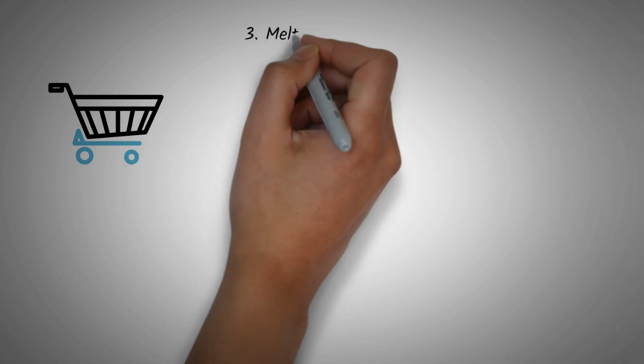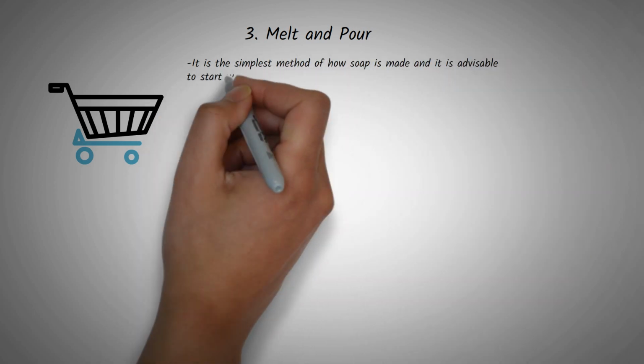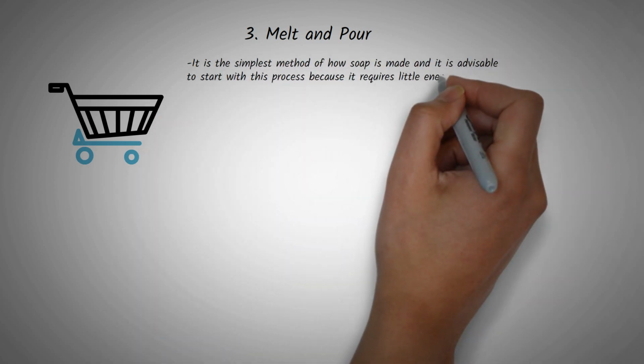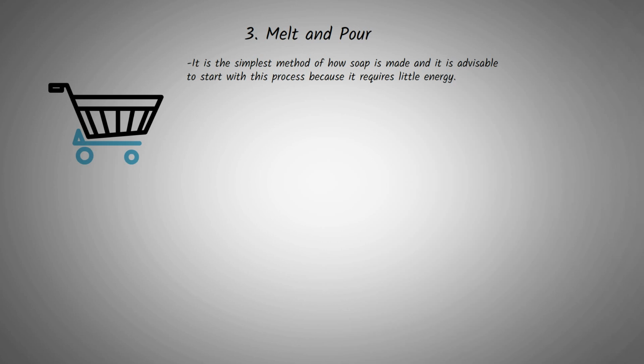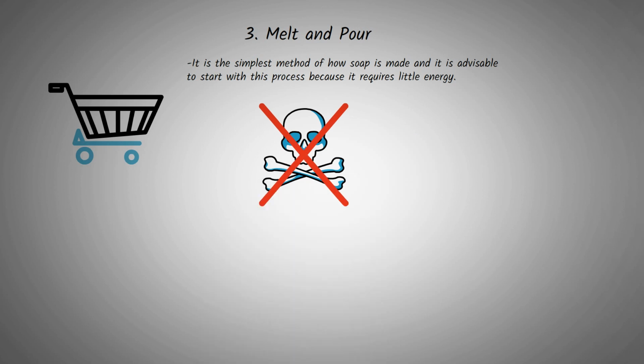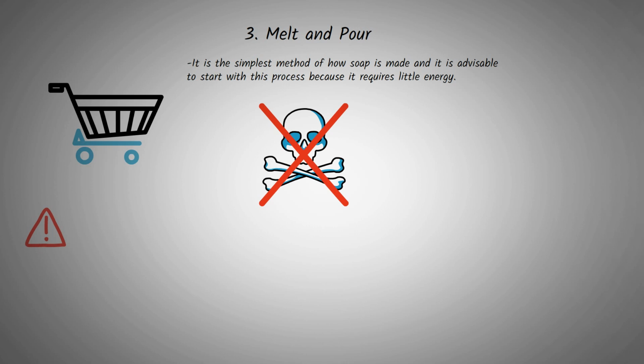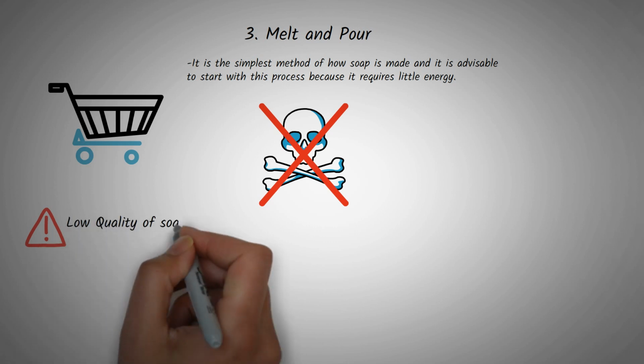If you don't want to trouble yourself with saponification, you can buy an already made soap base and add your own mixtures and fragrances. This process is called melt and pour. It is by far the simplest method of how soap is made, and it is advisable to start with this process because it requires little energy. It is easy to learn and doesn't expose the soap maker to the harm of chemicals used in saponification. The major disadvantage of the method of soap making is the low quality of soap.